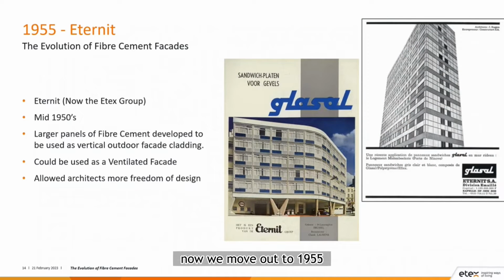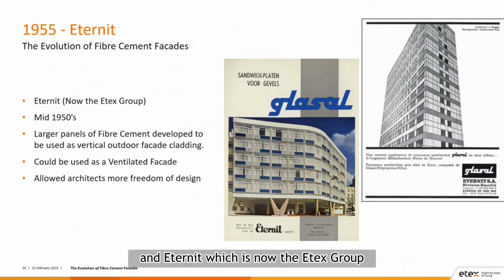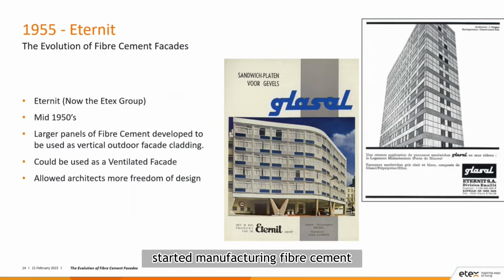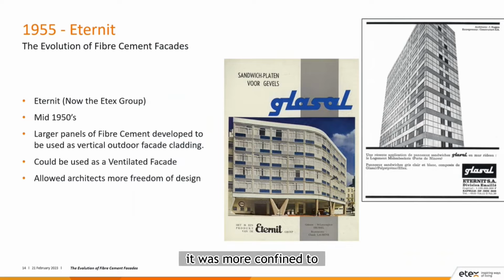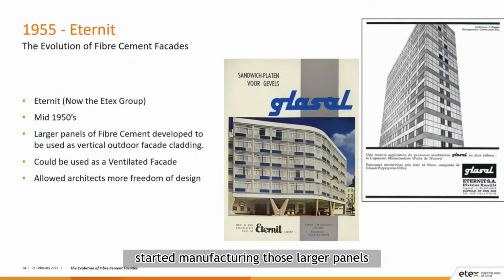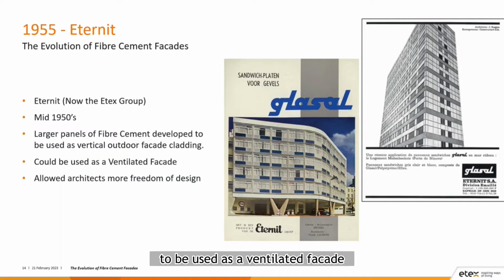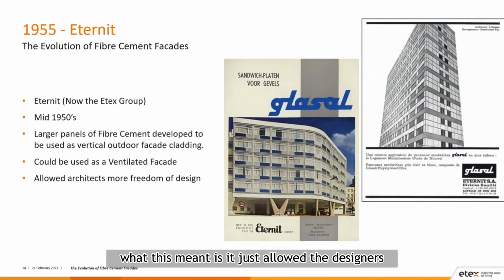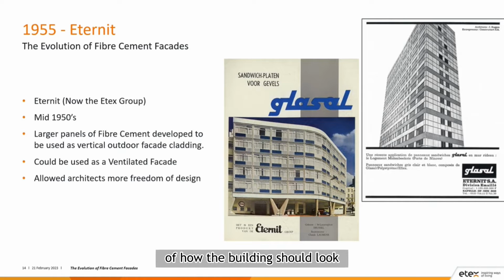Now we move on to 1955, and EQUITONE, which is now the ETEX group, which EQUITONE is part of, started manufacturing fibre cement to be used as outdoor facade cladding. Before this, it was more confined to industrial use. But then EQUITONE started manufacturing those larger panels to be used as a ventilated facade. What this meant is it allowed designers more freedom of design, and also allowed more creativity in how the building should look.